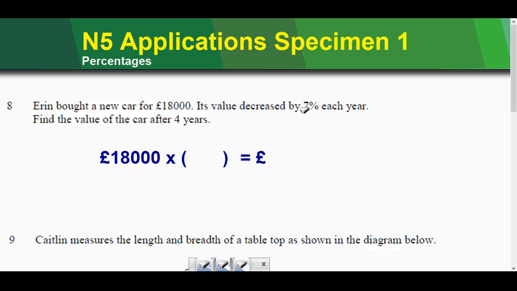To work out a 7% decrease, just think 7% off of 100, which leaves you with 93%. Now to work out 93% of something, you times by 0.93, and that'll work out 7% and take it away automatically and leave you with 93%. Now you could do that and get your answer, do it again, do it again, do it again, but it's easier to do to the power of 4, and you can do it in one line, and it should give you that answer.